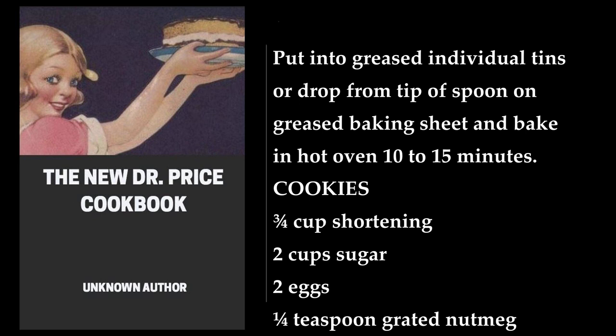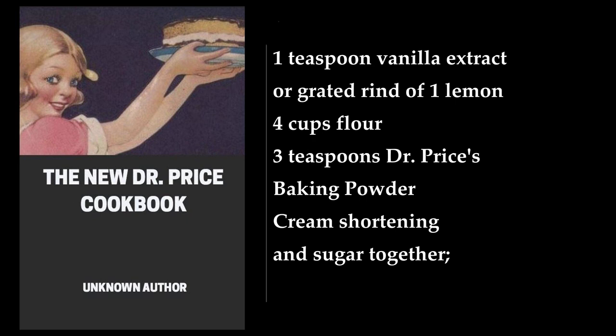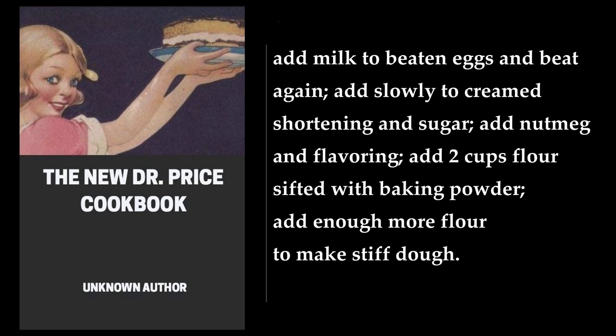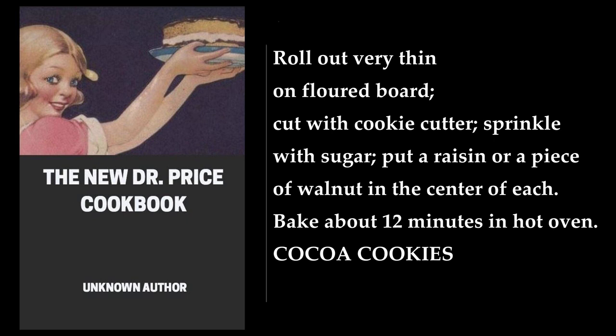Cookies. 3/4 cup shortening. 2 cups sugar. 2 eggs. 1/4 teaspoon grated nutmeg. 1 teaspoon vanilla extract or grated rind of 1 lemon. 4 cups flour. 3 teaspoons Dr. Price's baking powder. Cream shortening and sugar together. Add milk to beaten eggs and beat again, add slowly to creamed shortening and sugar, add nutmeg and flavoring, add 2 cups flour sifted with baking powder, add enough more flour to make stiff dough. Roll out very thin on floured board. Cut with cookie cutter, sprinkle with sugar, put a raisin or a piece of walnut in the center of each. Bake about 12 minutes in hot oven.